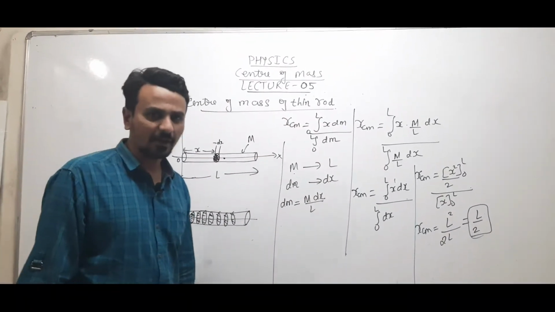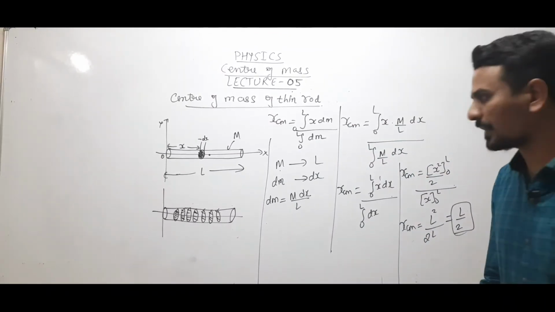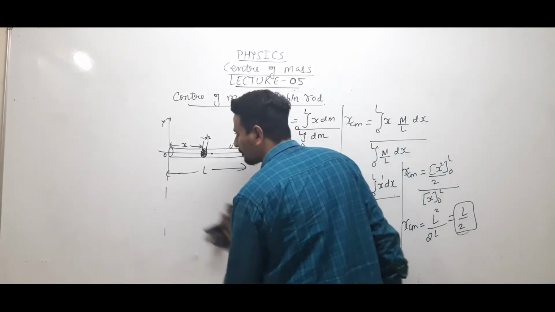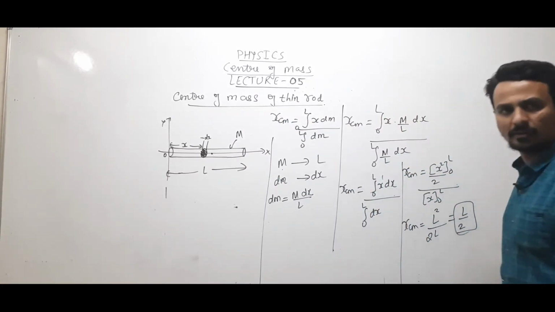Let's take one more example. I'll give one sum in which we'll use a few numeric values. Clear? Okay.